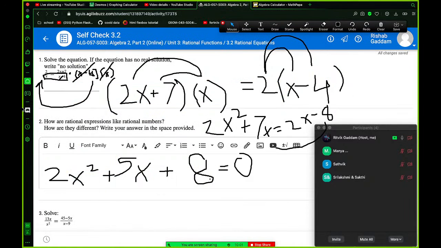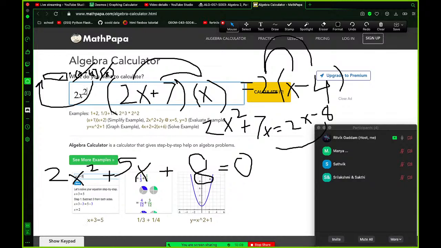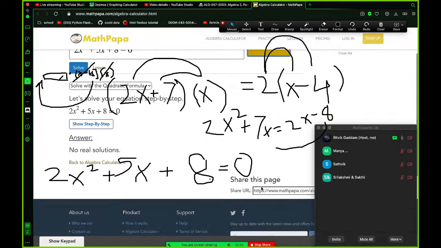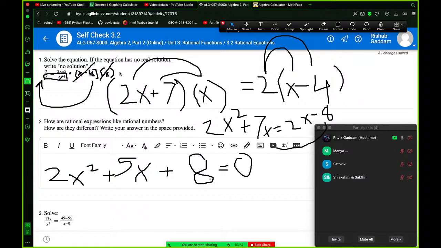So let's plug this equation in there. That's 2x squared plus 5x plus 8 equals 0, and we can calculate it. It should solve the equation for us, and there are no real solutions. So yeah, I think we got it right. I think it's no solutions.